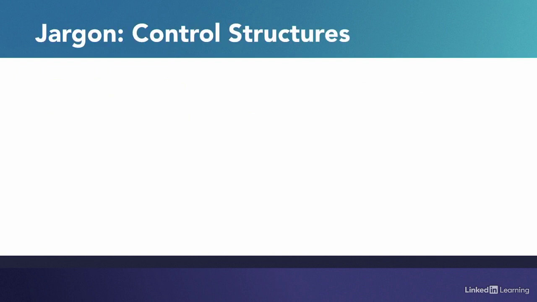Another piece of jargon is control structures. These are how we do logical operations. That is to say, if we want to do something in some cases, but maybe not others, or we want to do something a certain number of times. Anything like that is called a control structure. So when we're talking about logical control structures, we have if, else, switch, things like that.